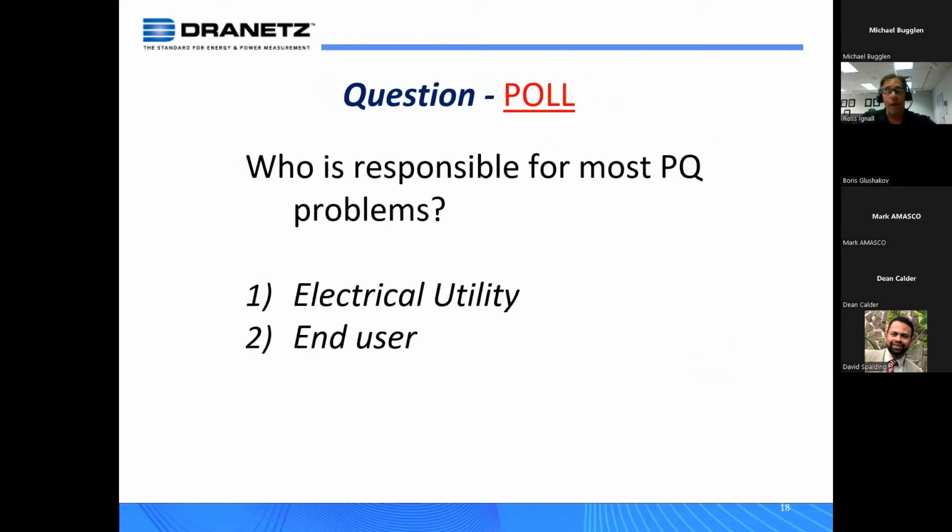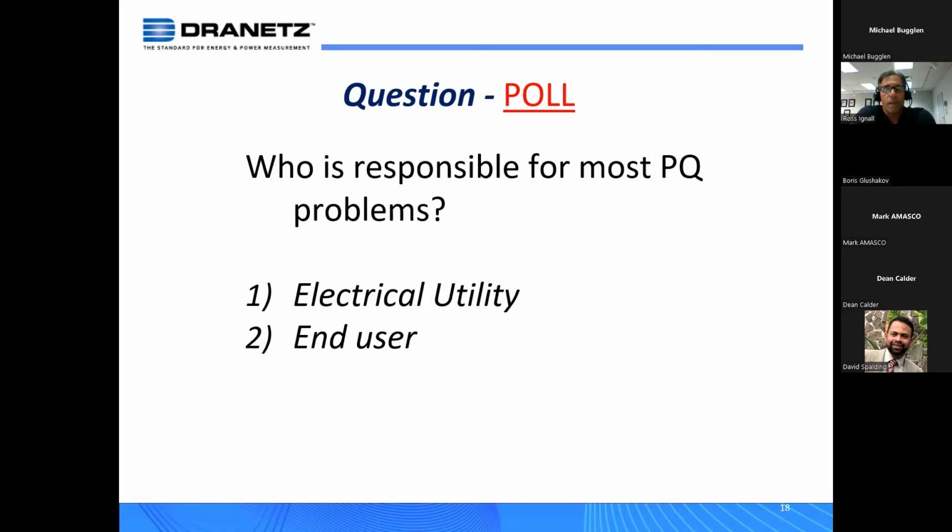So we're going to do a quick poll here on who is responsible for the power problems. Let me just start this poll. Hopefully you guys can see that now. Who's responsible for most power quality problems? Is it the utility or is it the end user? Let's give it a few seconds. I see you guys voting here. Got 36 votes, 38, 41.